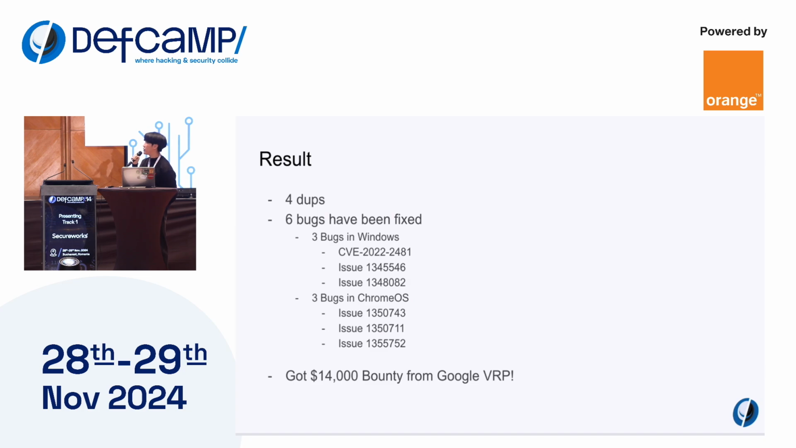So this is the result, and actually the duplication bugs are more than 4, but yeah. And I also found 6 bugs, and they have been fixed. 3 bugs in Windows and 3 bugs in Chrome OS. And I also got bounties from the Google VRP. So I will show you the bugs that I found.